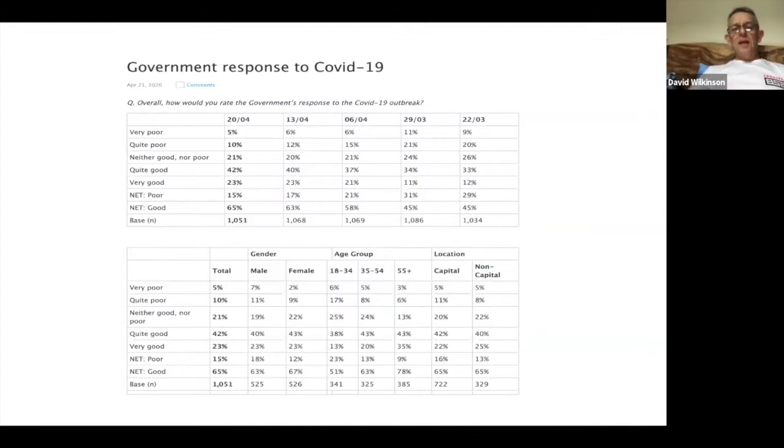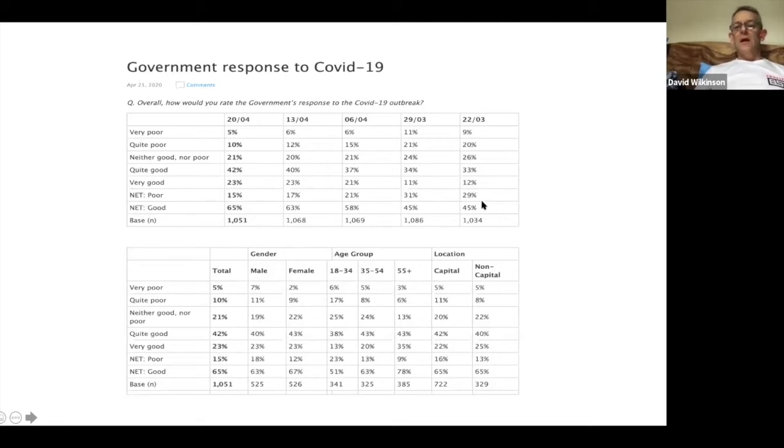It's interesting, just to close things off, how the Australian public is responding to the government response to COVID-19. Now, none of this is political. It's just interesting, the levels of support. The question given was, overall, how would you rate the government's response to the COVID-19 outbreak? And the line to look at here is the net good line.